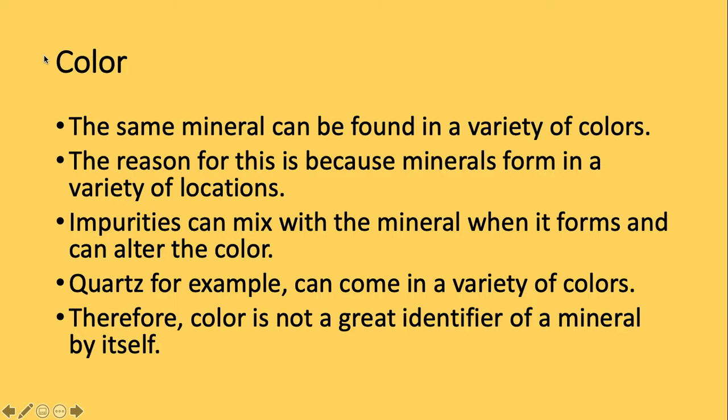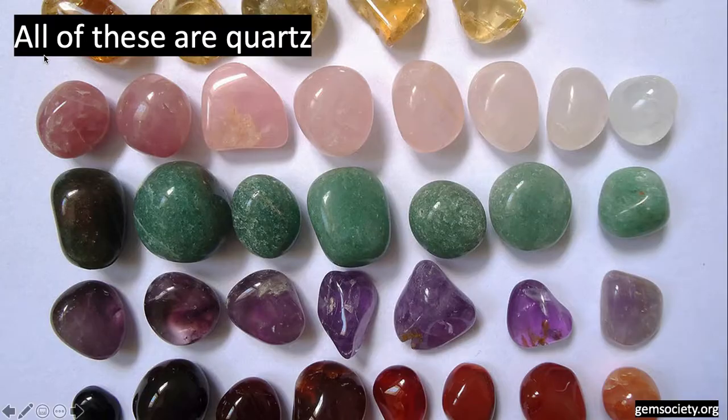Color. The same mineral can be found in a variety of colors. The reason for this is minerals can form in a variety of locations. Impurities can mix in with the mineral when it forms and alter the color. Quartz, for example, can come in a variety of colors. Therefore, color is not a great identifier of a mineral by itself.